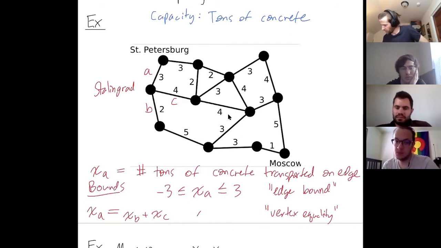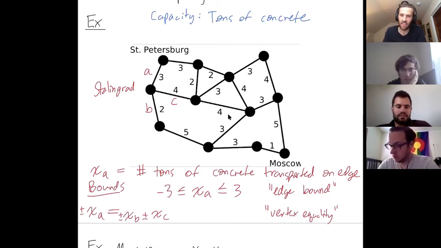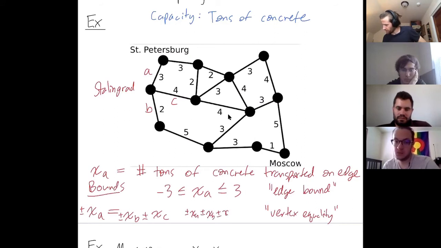So probably a better way to write this is, and then probably I need negative signs. Okay. Let me just do the following. I have to orient the edges. After I orient the edges, then I've told you which way is negative and which way is positive. And the amount flowing in has to be equal to the amount flowing out. Probably a better way to write this is plus or minus XA, plus or minus XB, plus or minus XC is equal to 0.